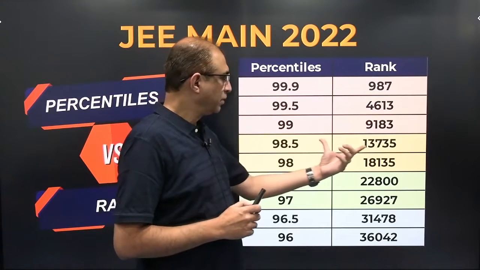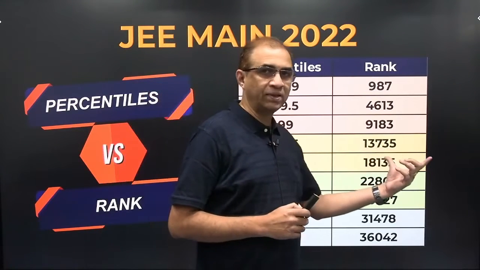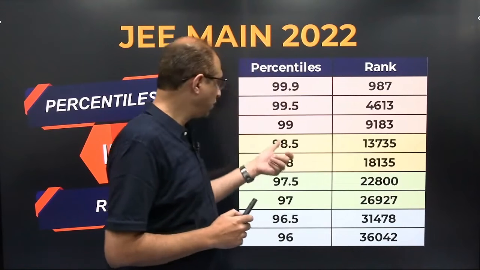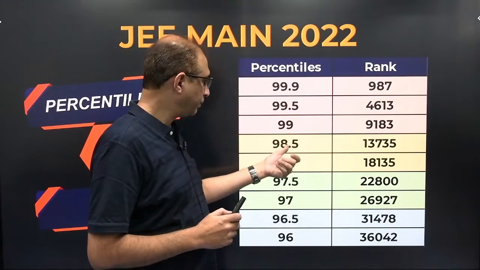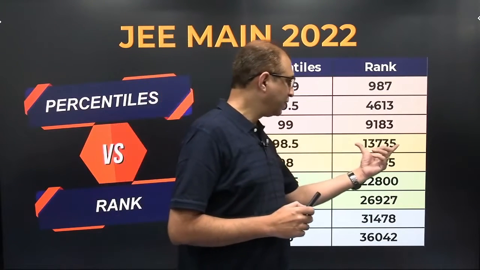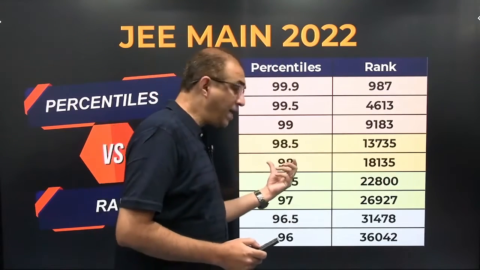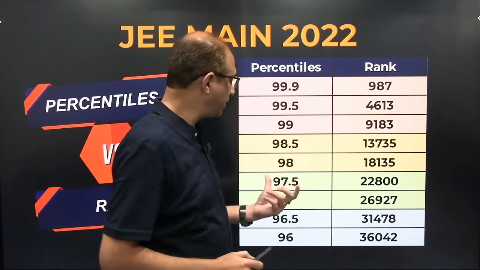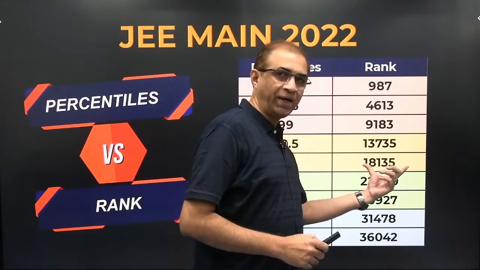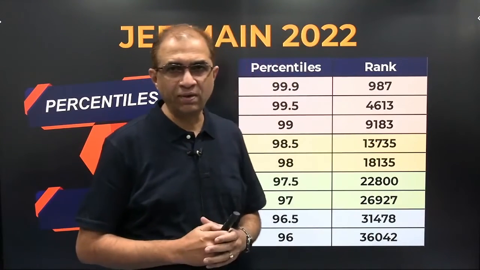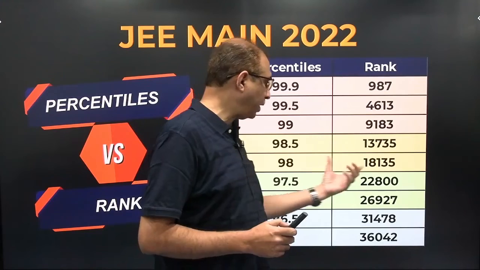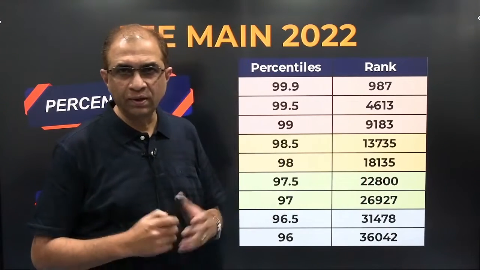98.5, 13,735. You see, there's already a drop there. All right, 98.5 is coming to something like around 14,000 rank. 98.000, let us say, that is coming to around 18,135. Again, the point that I was mentioning, 1 percentile corresponds to something like around 9,000 ranks. So a 2 percentile drop leads to approximately an 18,000 rank drop.